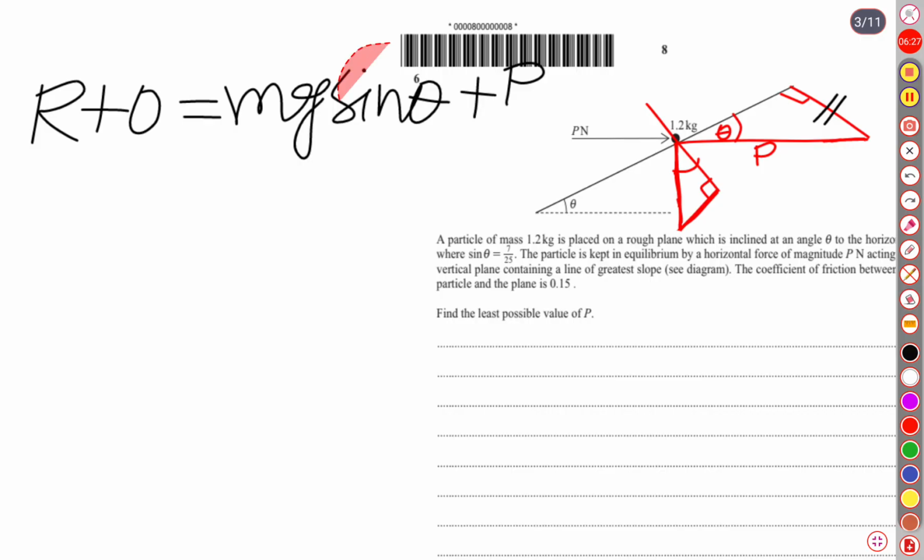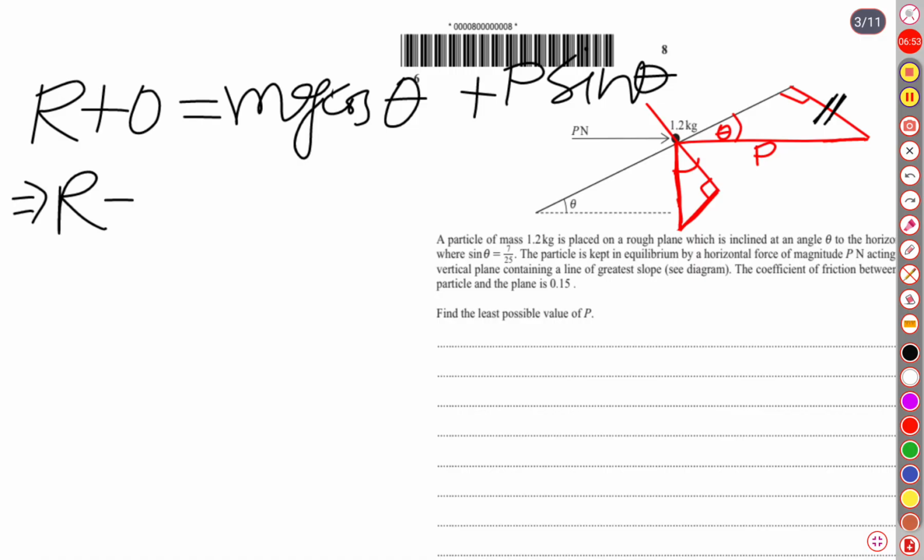So let me rewrite this. This is mg cos theta. So let me write mg cos theta and p sin theta. For p, the direction is this one. So it will be p sin theta. Well, then our R is going to be R equals mg, which is 10, acceleration due to gravity, times mass 1.2, then cos theta. We will have to find cos theta.